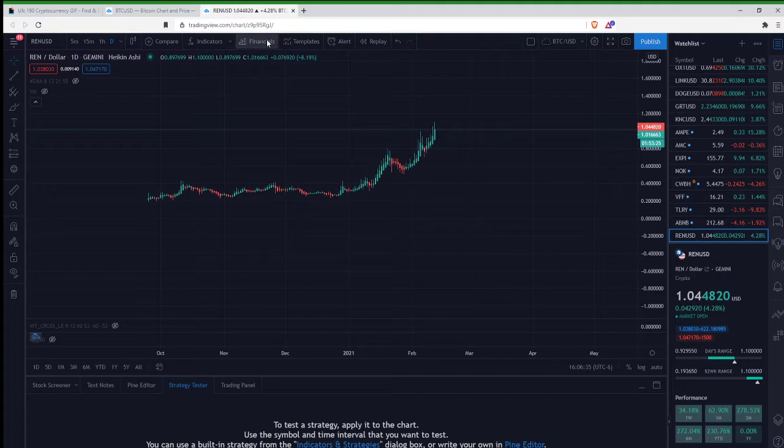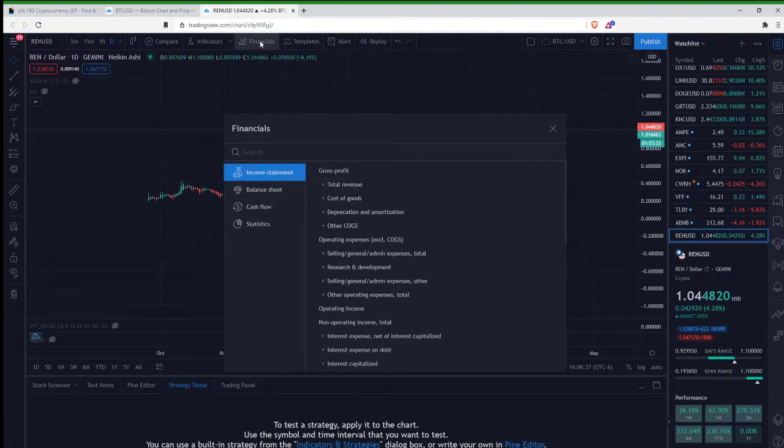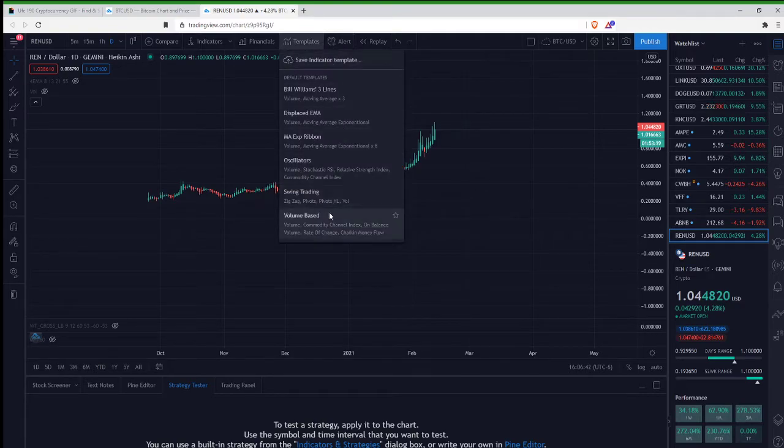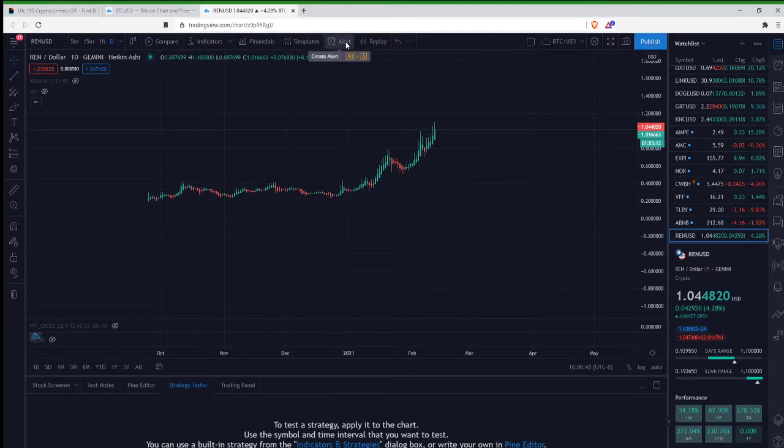So here are the financials. I don't really use this tab too much. Various templates if you guys want to use templates that are already pre-made. And of course, here's also the alert. The alert is right here and is also right here for price.